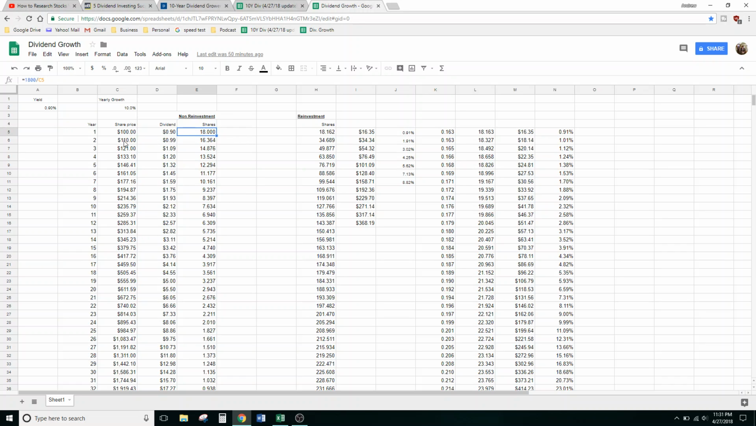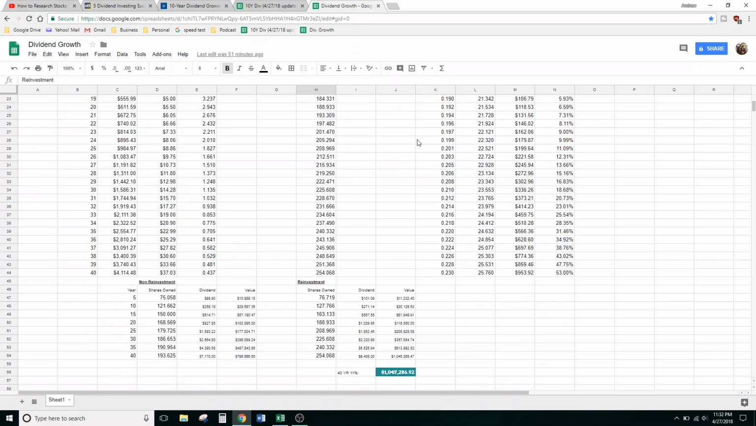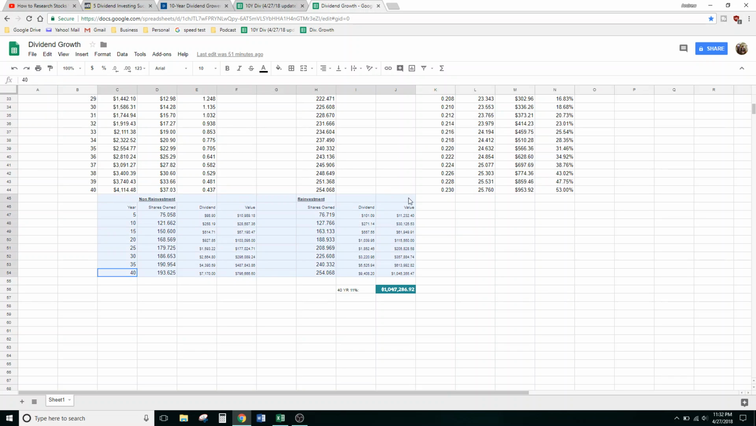So in year two, I'm assuming a 10% growth on the share price and on the dividend. So you can see from year one to year two, it went up to 110 from 100. So that's a $10, 10% increase. Here it went up 9 cents. That's a 10% increase. So everything here on the left side is as if you never reinvested. This is if you actually reinvest your dividends. So I'm just going to show you this stuff here at the bottom because this is so cool.